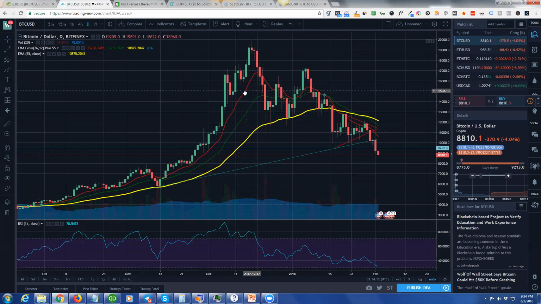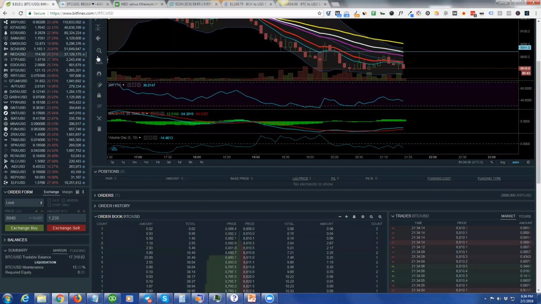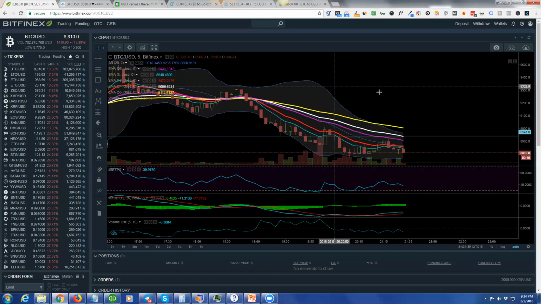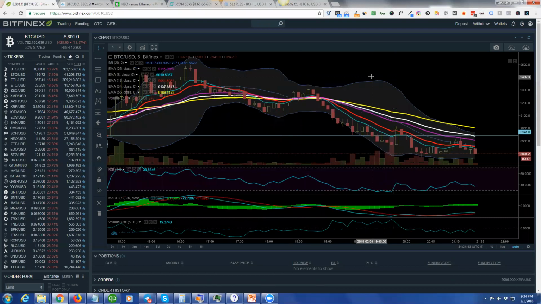Other than that, I'm going to show you on my Bitfinex chart, I use Fibonacci numbers on my moving averages. So I use a 55 moving average, a 34 moving average, the 26, which is the same as on GDAX, and I use 13 and I use 8. They're all Fibonacci numbers. And if you plot these on your charts, you're going to see that they act very much as support and resistance.